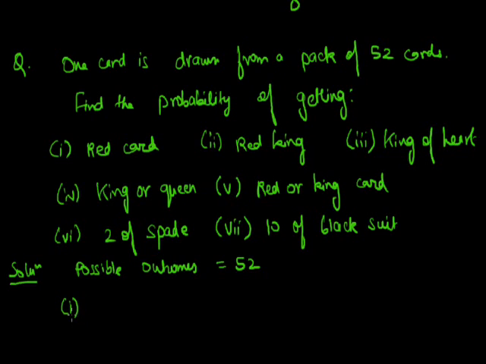So as you can see, out of 52 cards, there are two red suits. So definitely two red suits are there. Each suit consists of 13 cards, that is, each suit consists of the same number of cards.